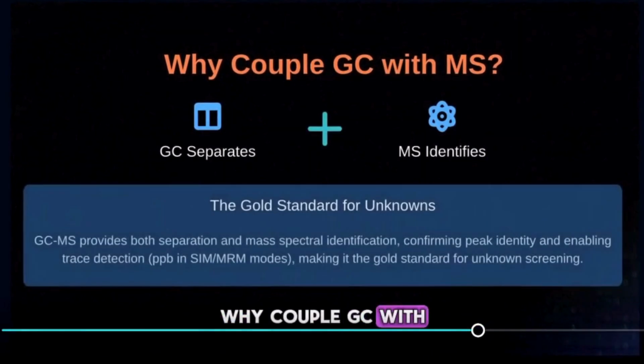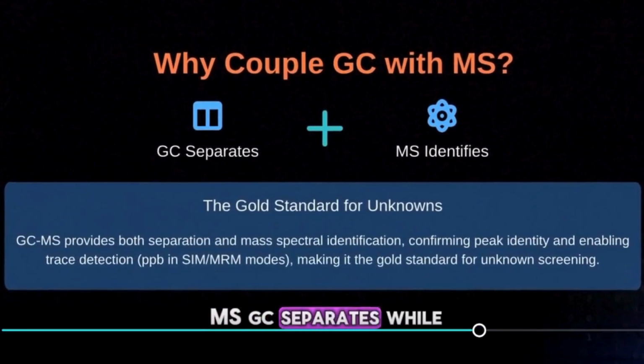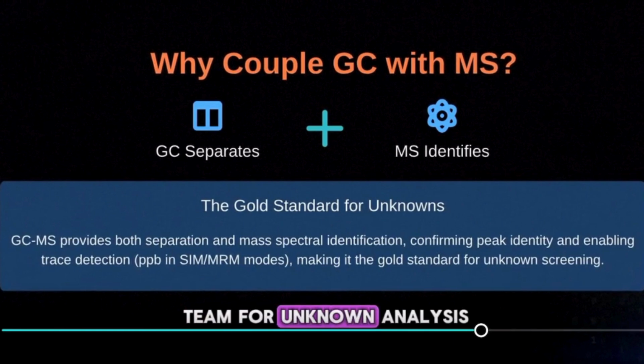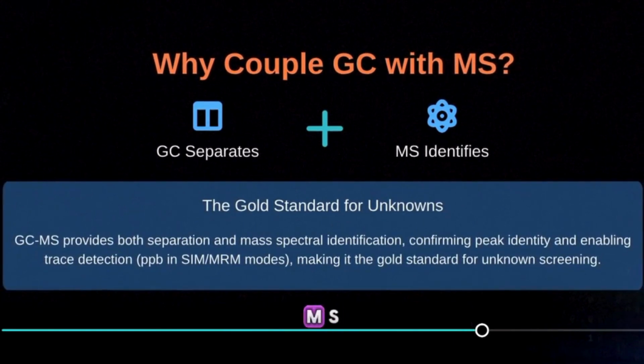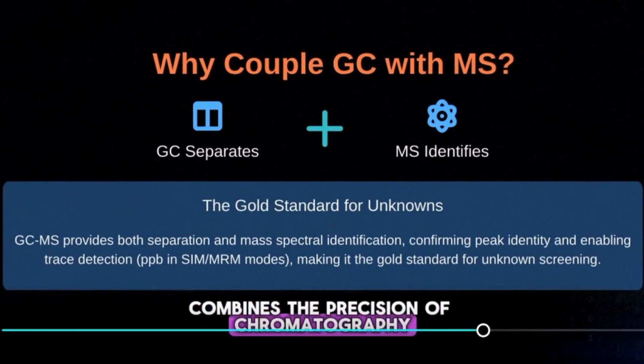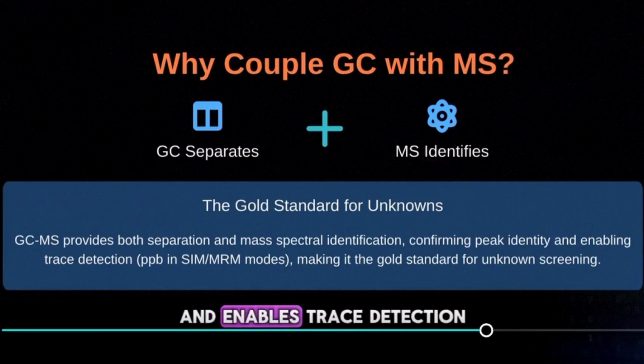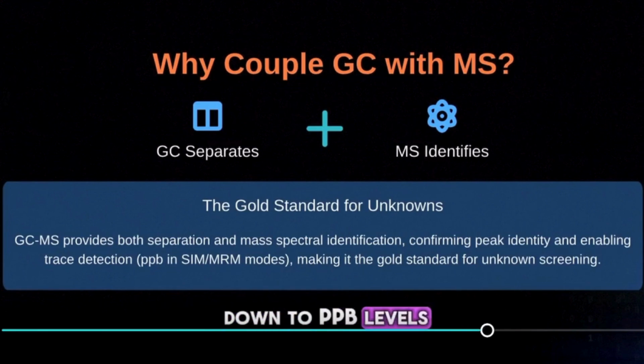Why couple GC with MS? GC separates while MS identifies. Together, they're a dream team for unknown analysis. GC-MS combines the precision of chromatography with the molecular insight of mass spectrometry. It confirms peak identity and enables trace detection down to ppb levels.